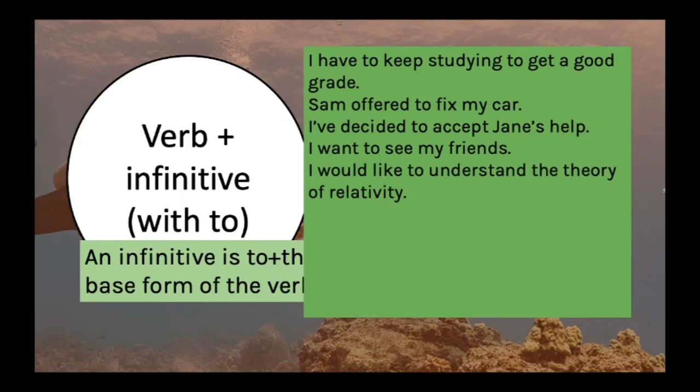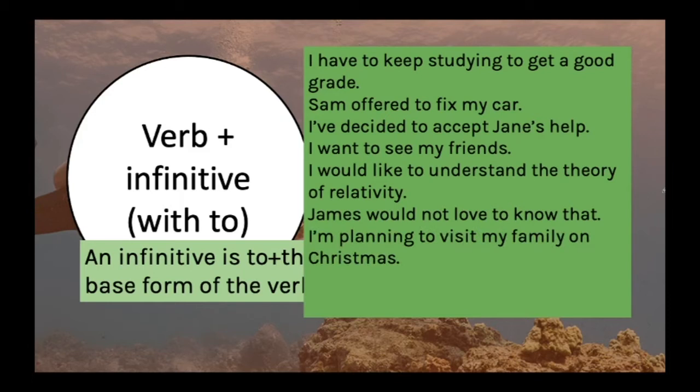I would like to understand the theory of relativity. After would like, we use to. We use the infinitive. James would not love to know that. After would not love, we use the infinitive with to. I'm planning to visit my family on Christmas. After plan, we use the infinitive.